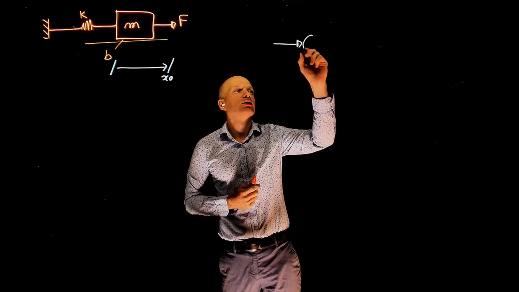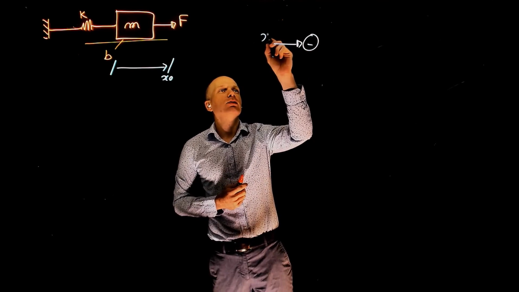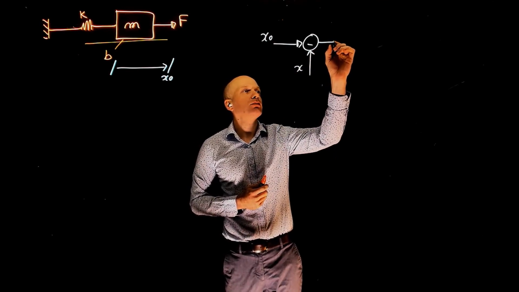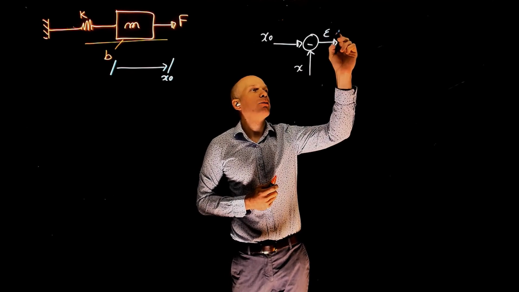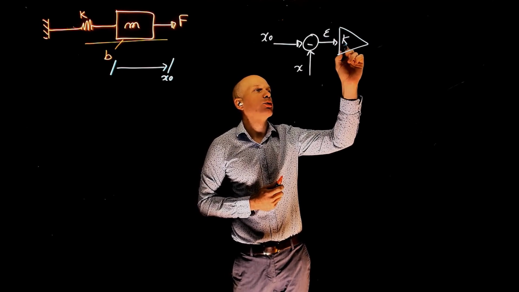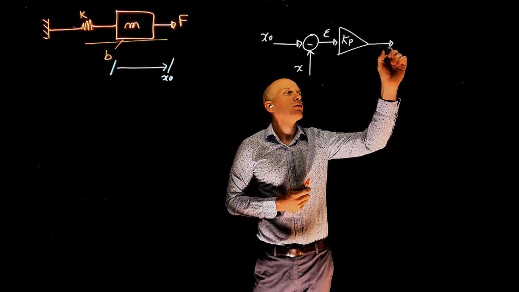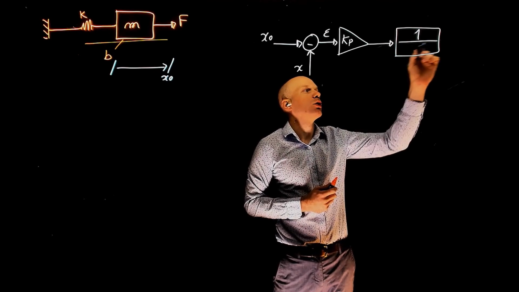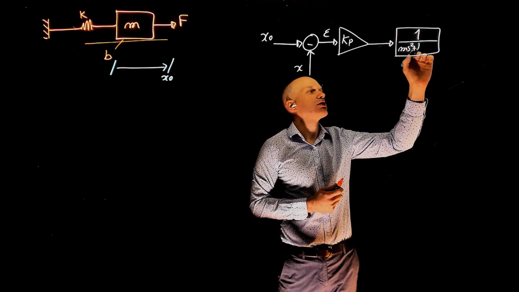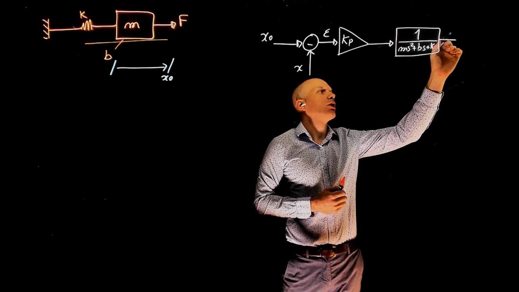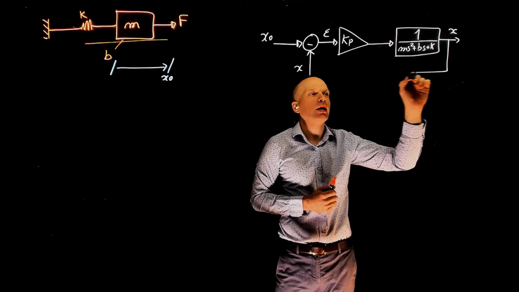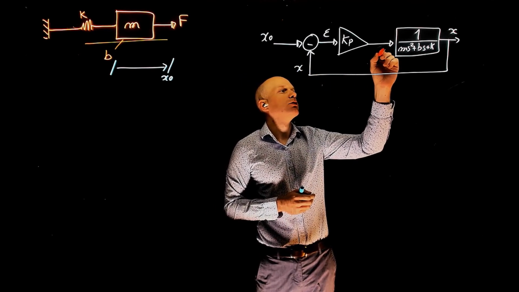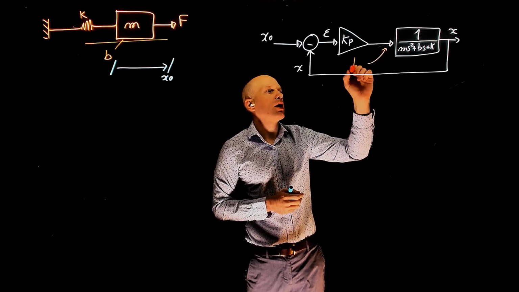We have our reference position, which is x0, the desired position, minus the current position of the mass x, gives the error. In a proportional controller, we would multiply this by the proportional gain Kp, and now send that to the mass spring damper system, whose transfer function is simply 1 over ms squared plus bs plus k. And the output here is the position of the mass that we connect with our sum. The output of the controller is the force applied to the mass, that is F here.